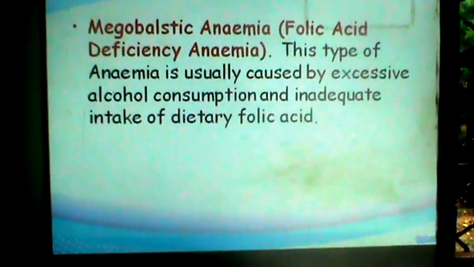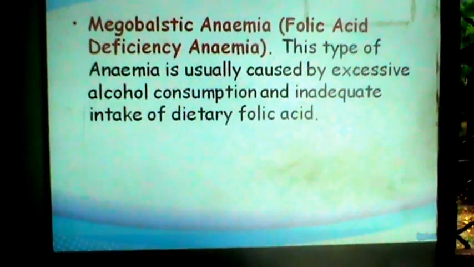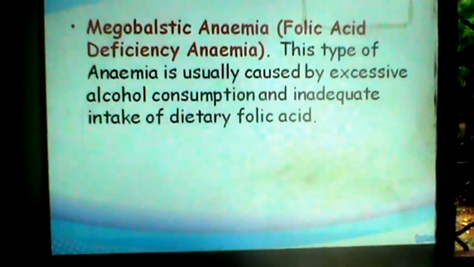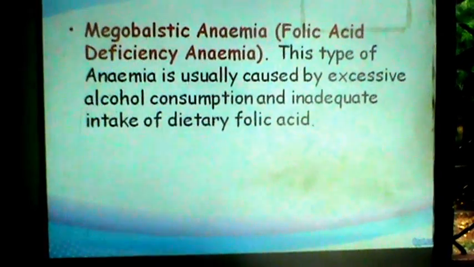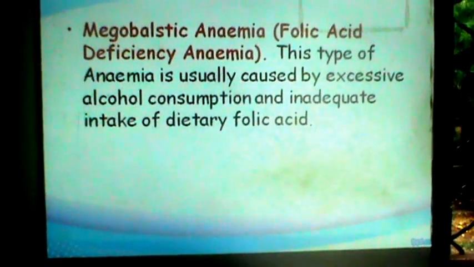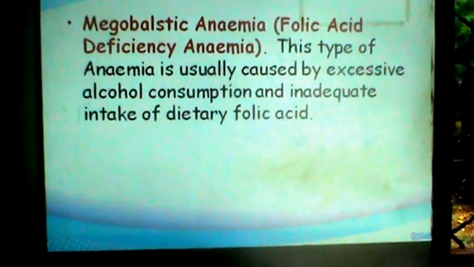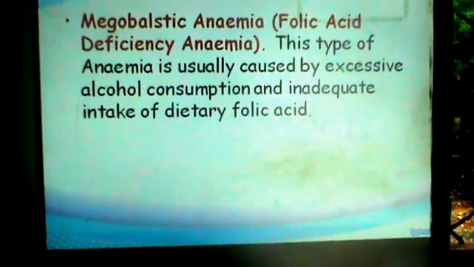The third type of anemia is what we call megaloblastic anemia, or folic acid deficiency anemia. This type of anemia is usually caused by excessive alcohol consumption and inadequate intake of dietary folic acid.